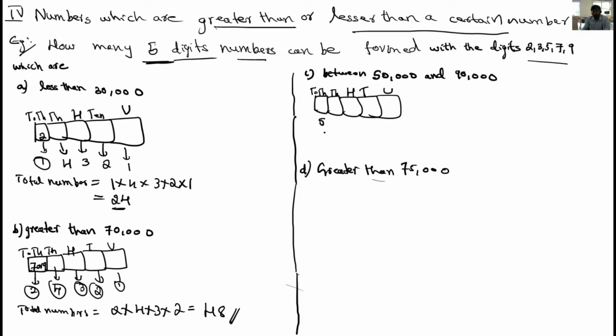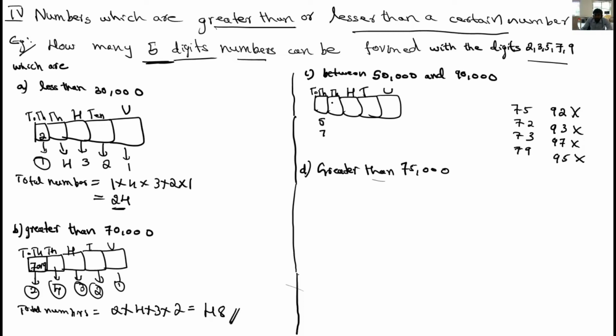First case verify. If you take 7 here, then you may get 75,000 or 72,000, 73,000, 79,000. All numbers are greater than 50,000. But take 9 in the 10,000s place. What will happen then? If you take 2, 92,000, which is greater than 90,000. Or you may get 93,000, which is greater than 90,000. Or if you take 7, 97,000, which is greater than 90,000. And also if you take 5, then 95,000, which is greater than 90,000.